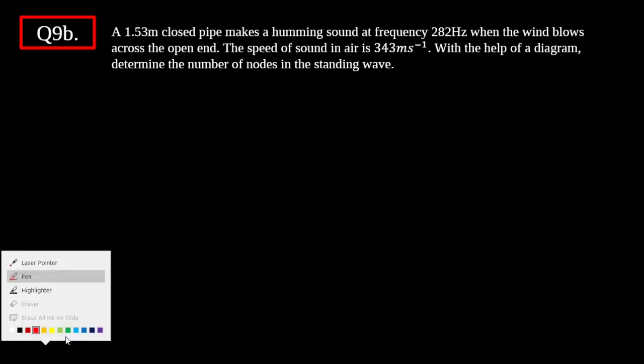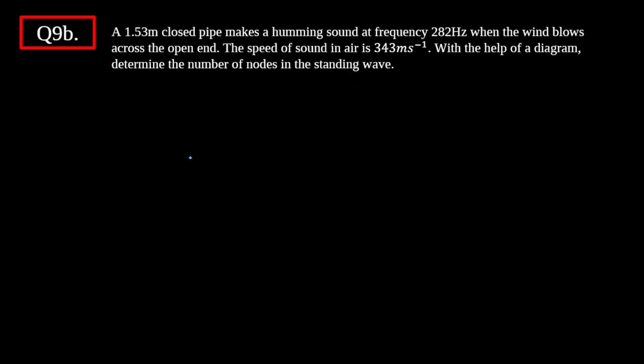So let us read question 9b. A 1.53 meters closed pipe makes a humming sound at frequency 282 hertz when the wind blows across the open end. The speed of sound is 343 meters per second. With the help of a diagram, determine the number of nodes in the standing wave.